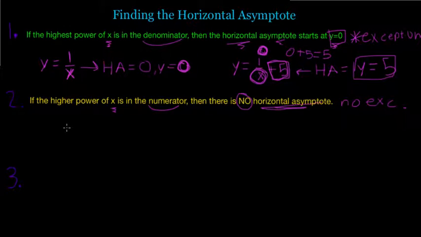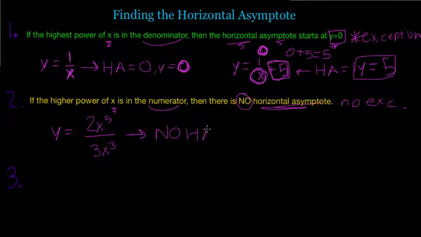So, for example, we have the equation y is equal to 2x to the 5th power over 3x to the 3rd. We know that there is no horizontal asymptote, and there are no exceptions.